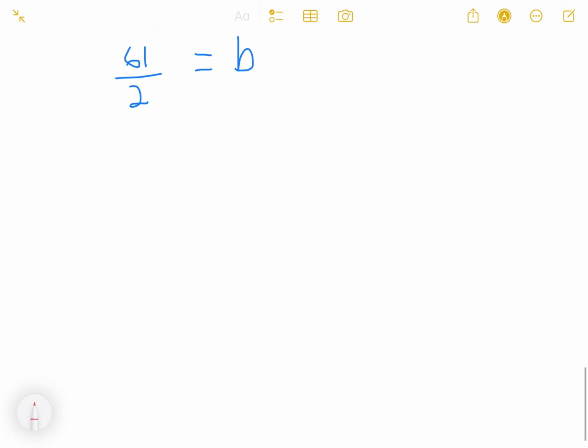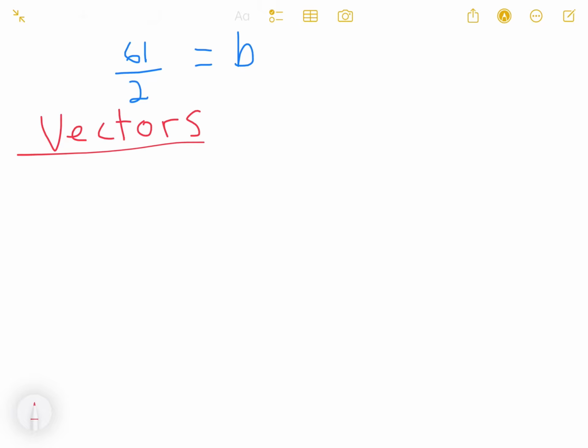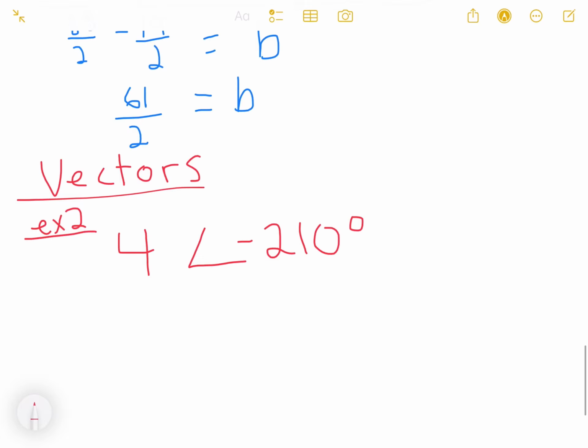So here we go. If I have vectors, they tell me where I'm going and at some quantity, right? So if I'm given this example from the book, example 2, I have a quantity of 4, and it's at an angle of minus 210 degrees. Okay, so what do I have to do to get my positive degree?